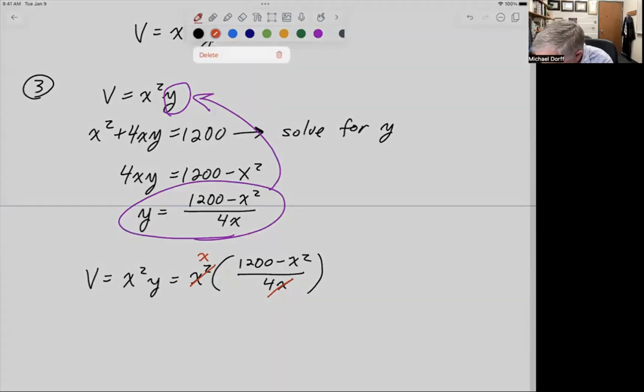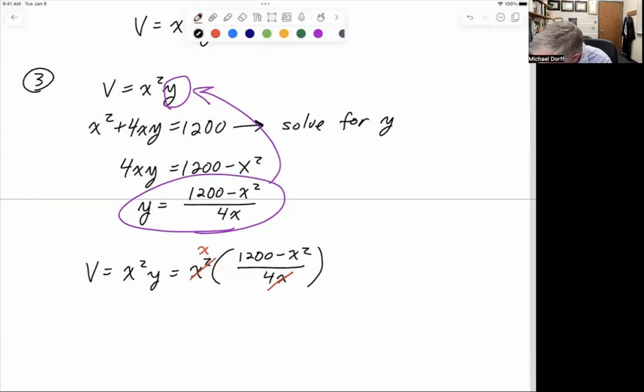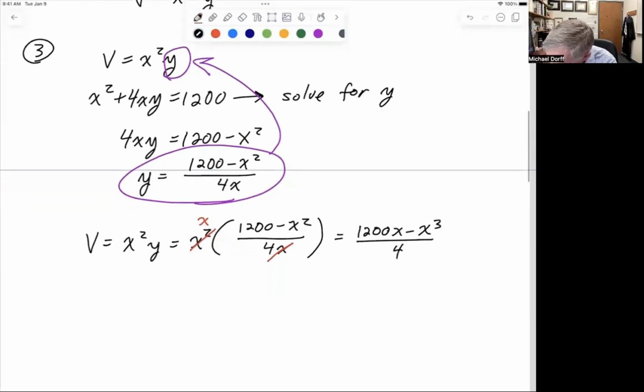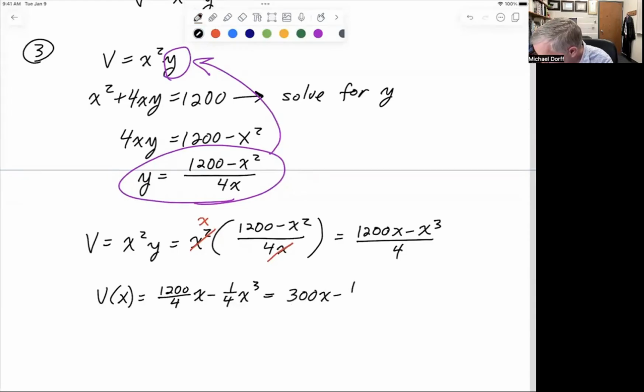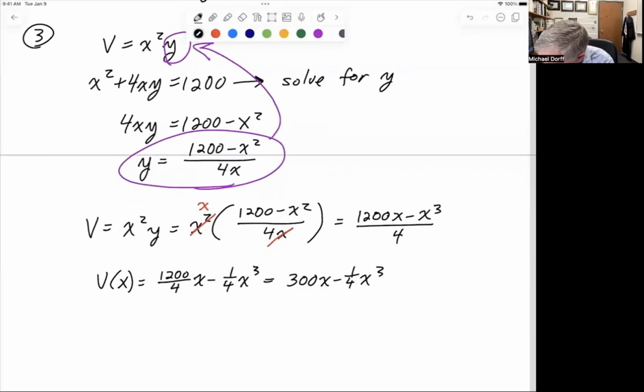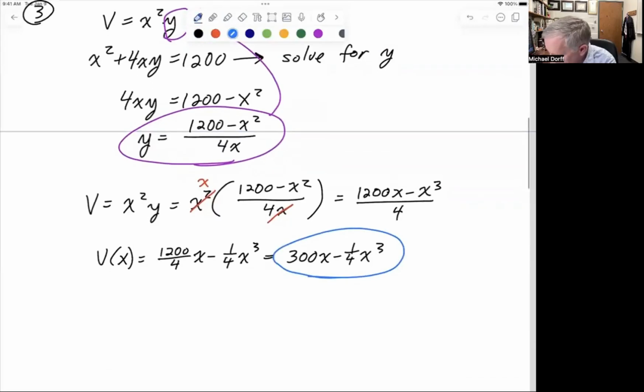So when I multiply those together, I've got 1,200x minus x cubed over 4. And so then I can write that as v of x is 1,200 over 4x minus 1/4 x cubed, which I can do one more step and write as 300x minus 1/4 x cubed. All right, this is then the function that we want to maximize. We want to find the largest volume there.